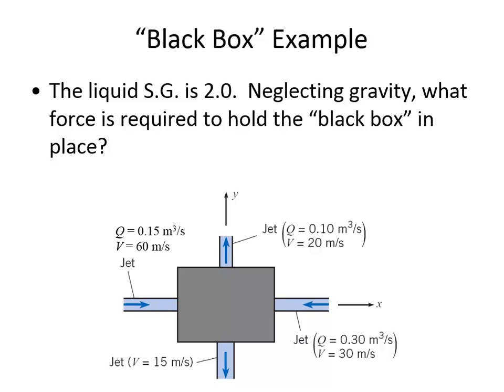And then somewhere in here there are vanes that are directing some of the flow up and some of the flow down. And we're going to want to find out what forces are required to hold this system steady. And you'll notice that the flow rate is defined for one of the streams out, but not for the other. So how should we handle a case like this, where we don't know the flow rate out on that bottom jet?